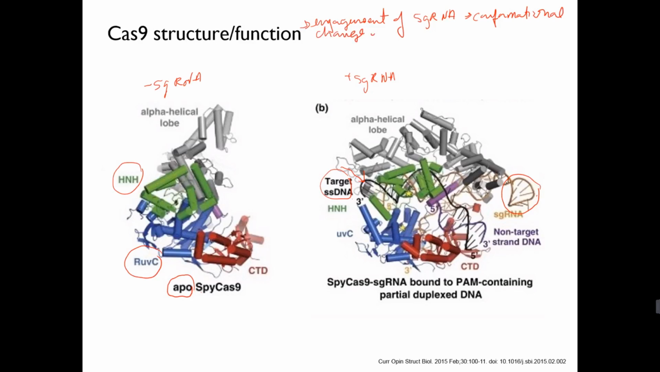Again, in the APO state without a guide RNA bound, there are a couple of interesting structural properties. The first is that the HNH domain is not in its proper catalytic conformation. The second is that the HNH domain is positioned such that it inhibits RuvC. So would you guess that the APO state is capable of cleaving double-stranded DNA? Hopefully you would guess that it's not, because one nuclease is occluded by the other, and the first nuclease is not in a proper catalytic conformation to begin with. So the APO state is not competent to catalyze DNA cleavage.